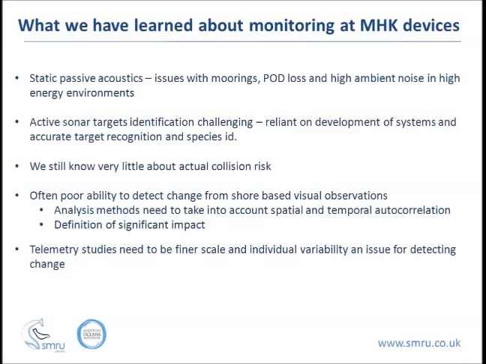We've often got a poor ability to detect any changes in an impact framework from shore-based visual observations. We need analytical methods that can take into account spatial and temporal autocorrelation. And we need to think a bit more about what our definitions of significant impacts are when we're seeing small changes of behavior, and come up with a framework for potentially scaling up to population level consequences. Telemetry studies, we need to be able to get locations on a much finer scale than we can at the moment, and high levels of individual variability are an issue for detecting change and impacts with turbine devices.